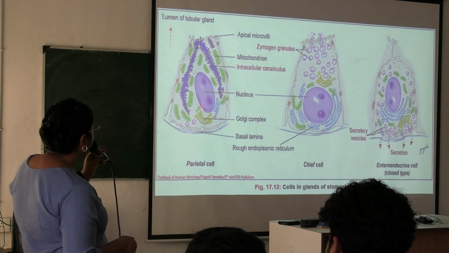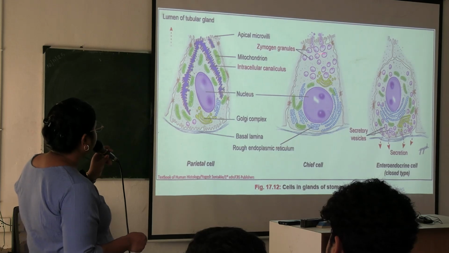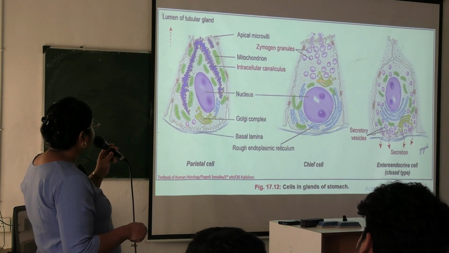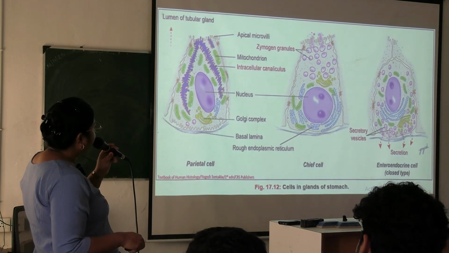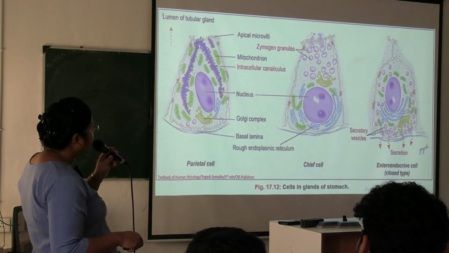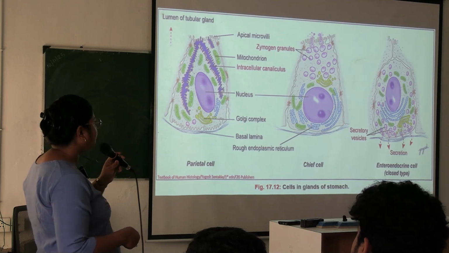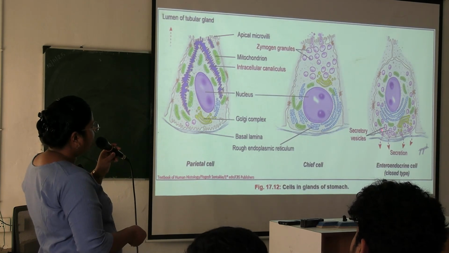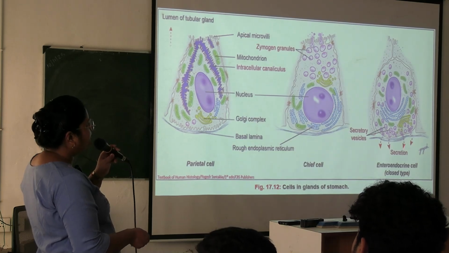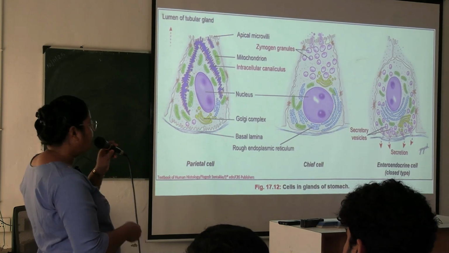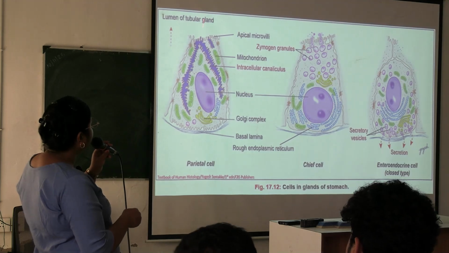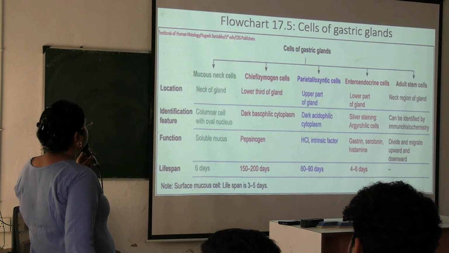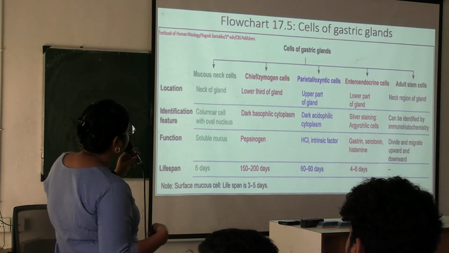See here, this is the parietal cell, this is the chief cell. In the chief cell you will see zymogen granules and a basal nucleus. Here is the enteroendocrine cell, closed type. The endocrine cell secretes its secretion into the blood towards the vessel side. For these two, the secretion will come out through the apical portion. So these are the differences between all the cells.